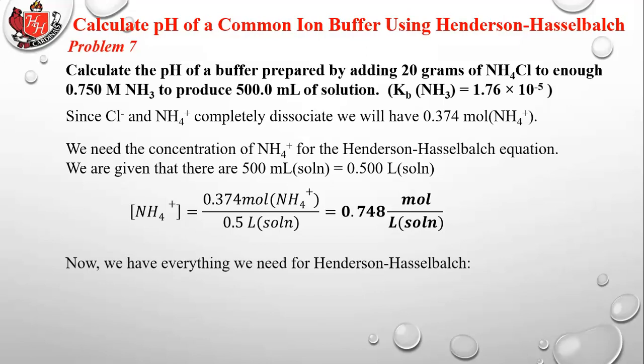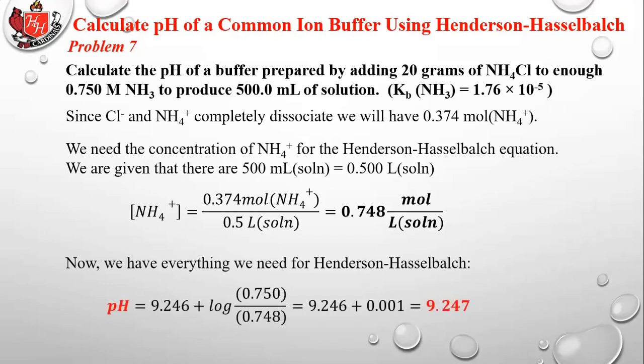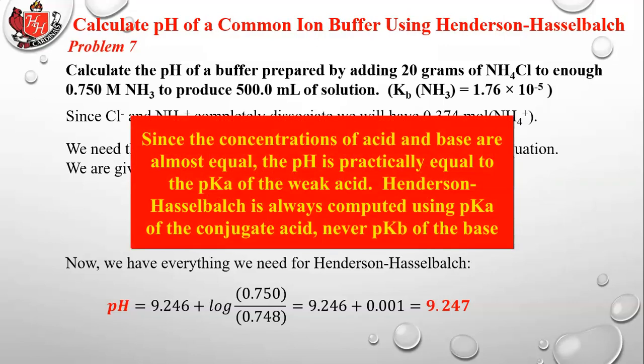So we have everything we need for Henderson-Hasselbalch. It's 9.246 plus log of 0.75, that's the base, ammonia, on top, over 0.748, that's the acid, ammonium, on the bottom. You do the math, and the pH only went up very, very slightly. So you end up with 9.247.